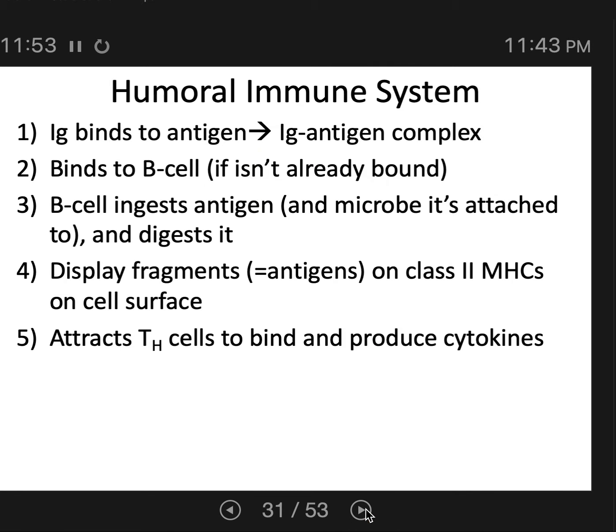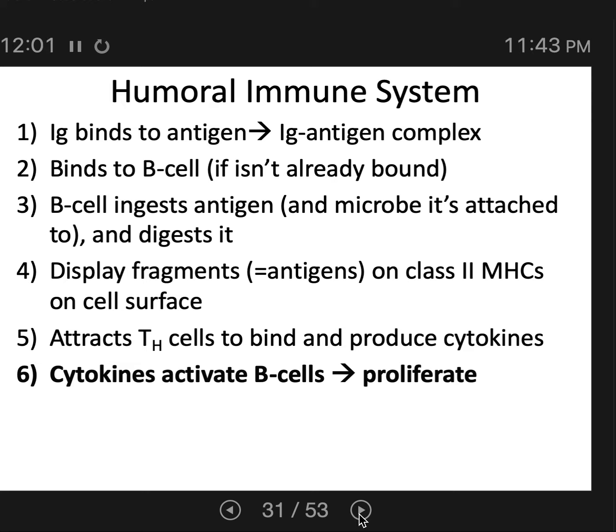All right, so let's continue with our process here. So we're on step 5. Helper T cell binds to the MHC class 2 with the antigen and produces cytokines. Step 6, the cytokines are going to activate the B cells. So the helper T cell releases cytokines, that activates the B cell, it causes the B cell to proliferate. So I was telling you before that the B cells proliferate rapidly once the B cell receptor binds successfully to an antigen on a pathogen. Well, these are the steps in between. So the B cell needs a co-stimulatory signal from the helper T cell.